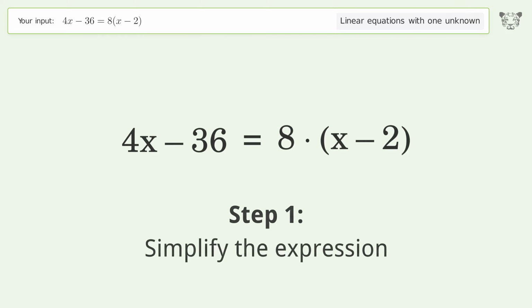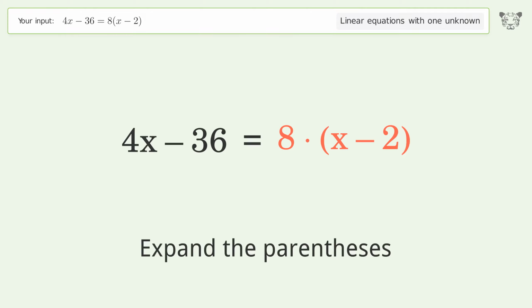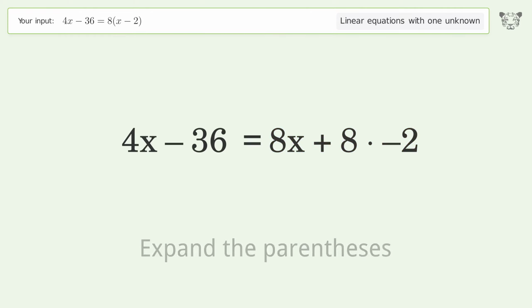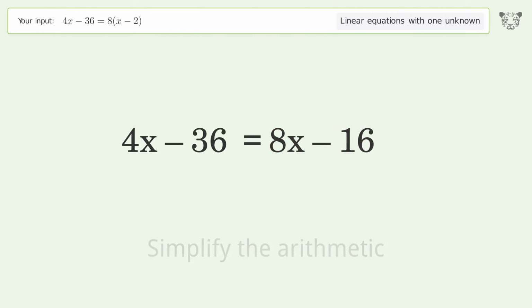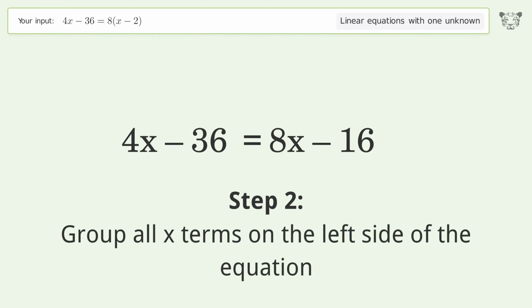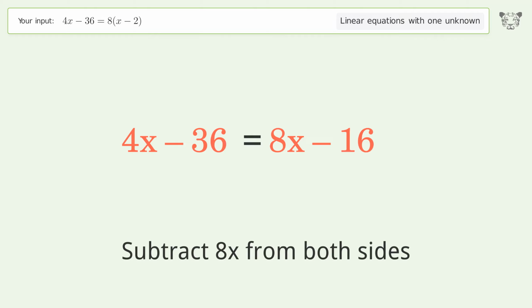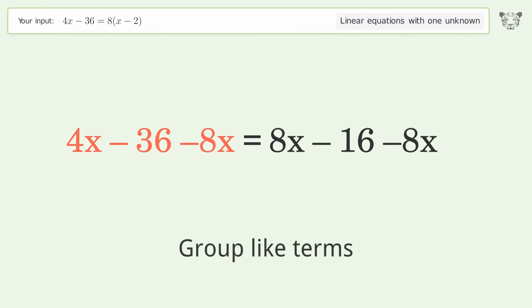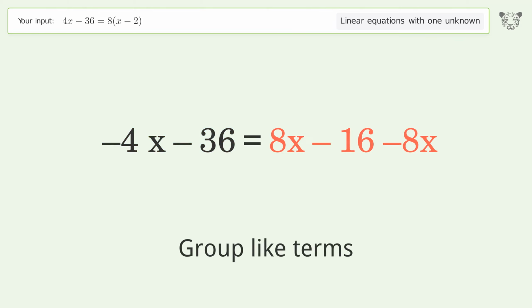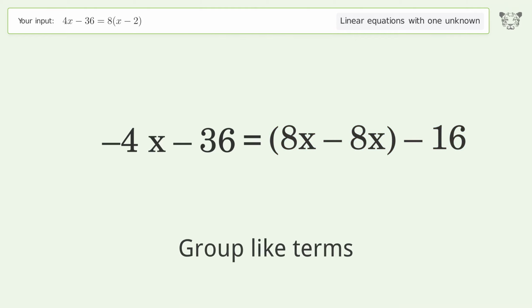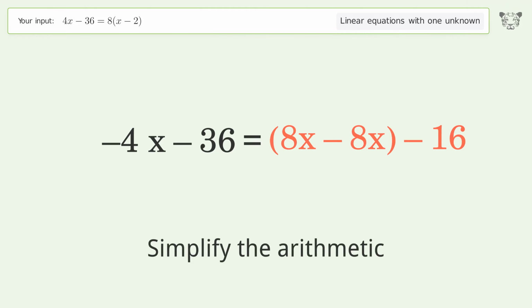Simplify the expression. Expand the parentheses. Simplify the arithmetic. Group all x terms on the left side of the equation. Subtract 8x from both sides. Group like terms. Simplify the arithmetic. Group like terms. Simplify the arithmetic.